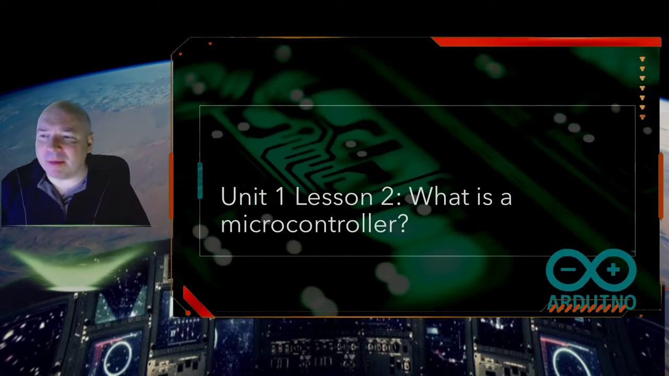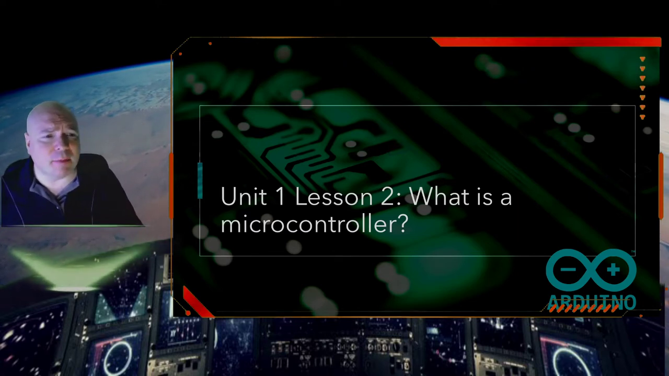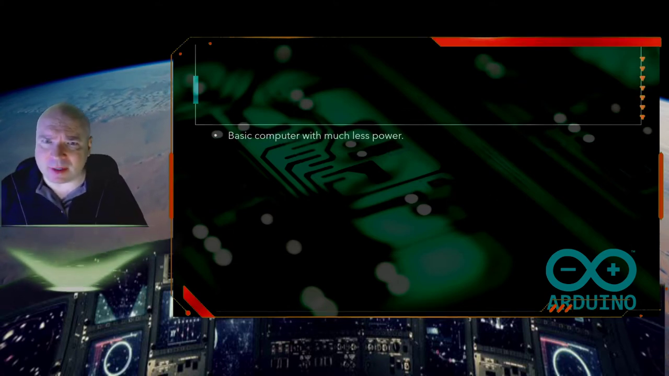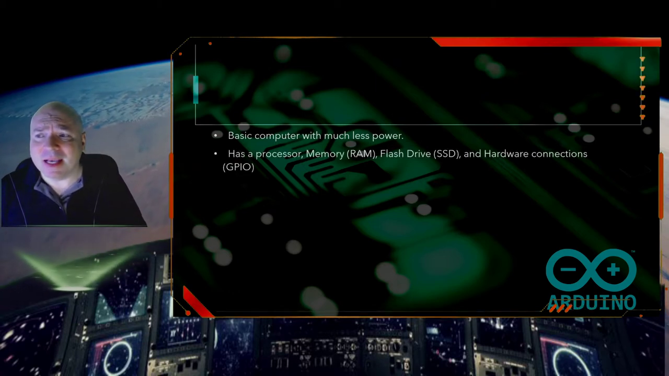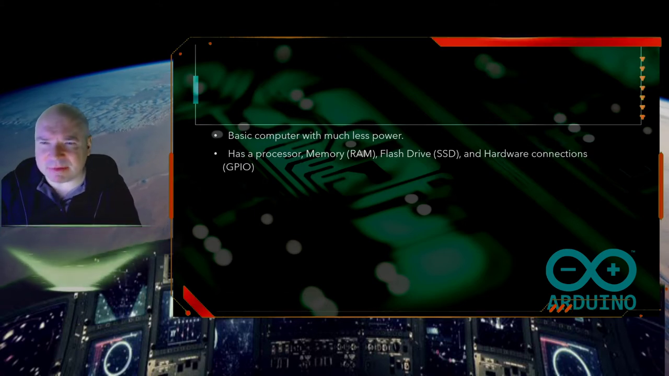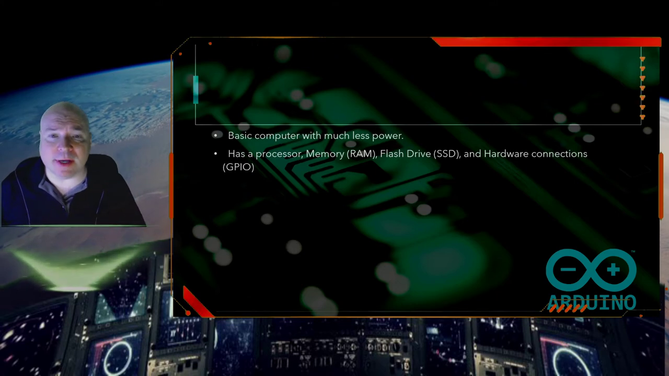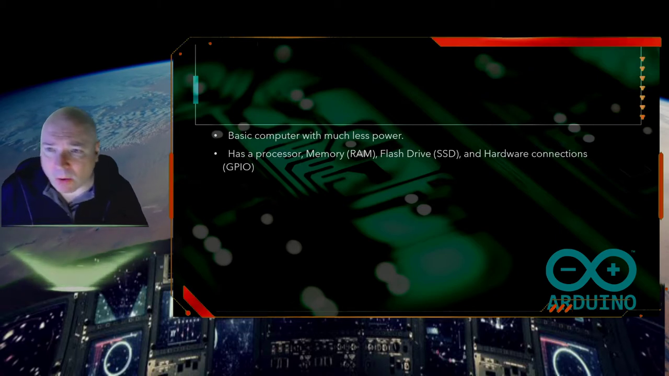So last time we were talking about what is Arduino, and we decided it was a microcontroller, but really what is a microcontroller? Well, a microcontroller is really a basic computer, a lot like your computer. It has many of the same parts, but a whole lot less power. It's got a processor, also known as a CPU. It has RAM memory. It has a kind of sort of hard drive. We also often call this an SSD or a flash drive. And it does have hardware connections, including USB sometimes, but mainly through something called GPIO.